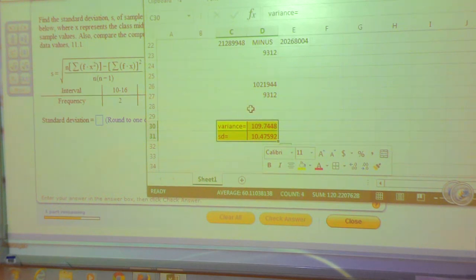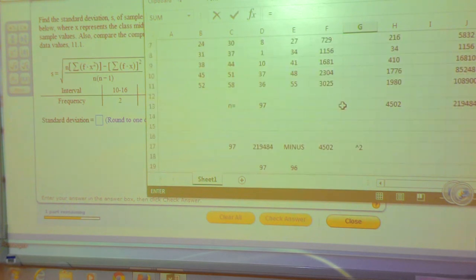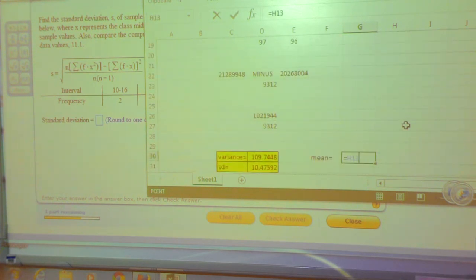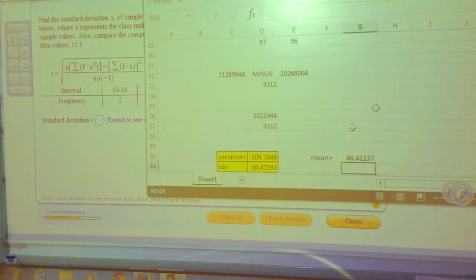Now what do we not have? There's only one other thing we don't have. The mean, Hubert. That's right, class. The mean. Y'all settle down, okay? Don't get too excited. Mean is equal to the summation of what? F times X, Hubert. Yep. Divided by what? N. And there is your mean.